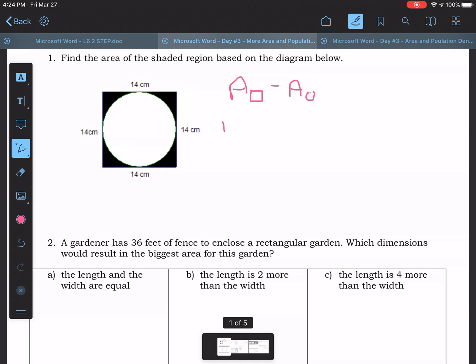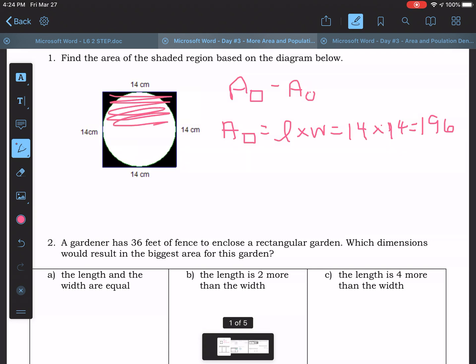So the area of the square is length times width, and that's 14 times 14, which is 196. Okay, so that's the area if we wanted the entire thing. But we don't want the entire thing, we just want the part that's not the circle. So, let me just erase this. Now let's get the area of the circle.